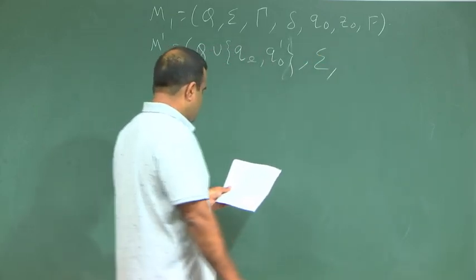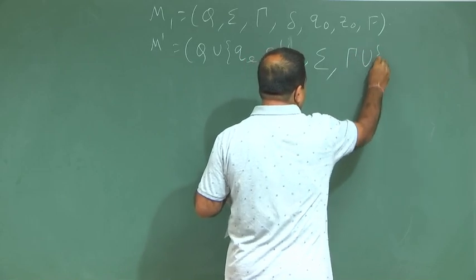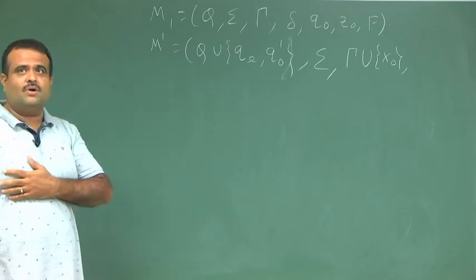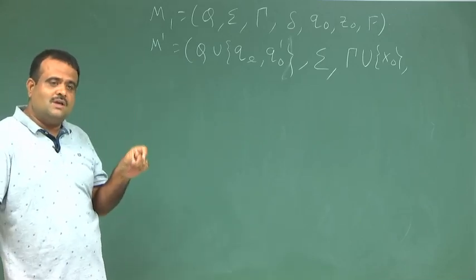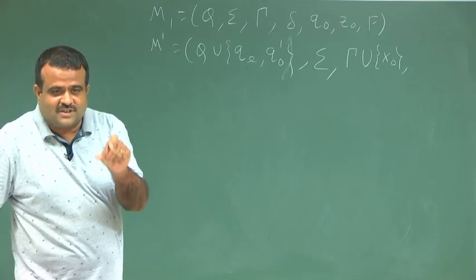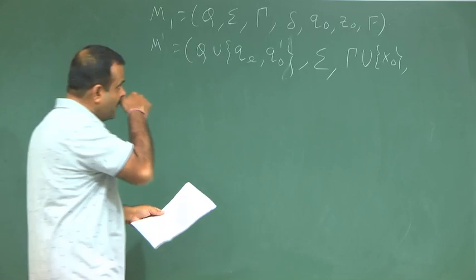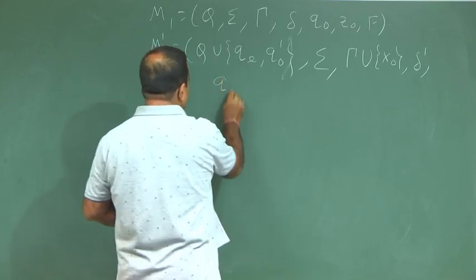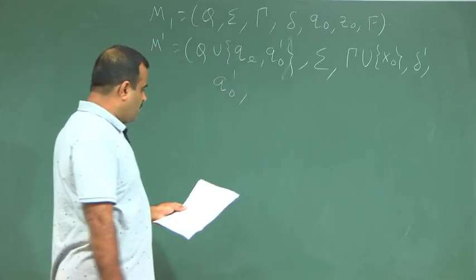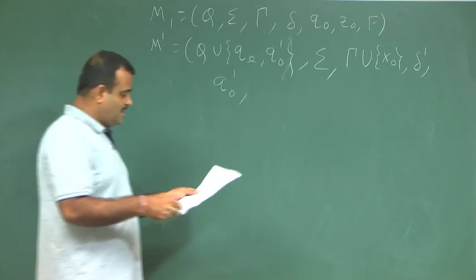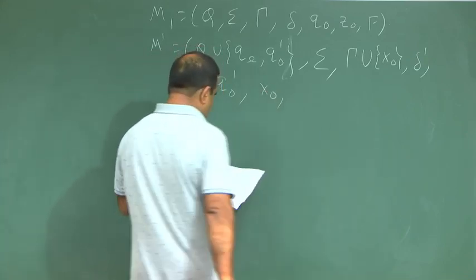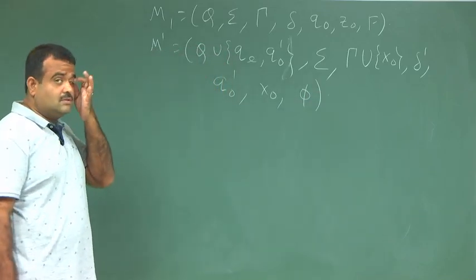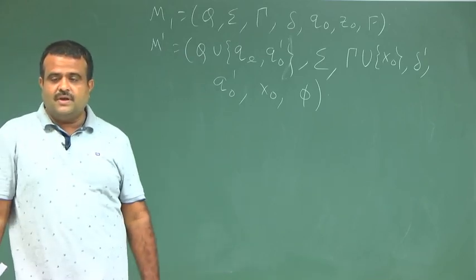Sigma is the same, and for the stack symbols we take the help of our new stack symbol X0, which we are going to use as the starting stack symbol for this new automaton. Delta prime we have to define, and q0 prime is the starting state for this new automaton, with X0 and this is the empty stack. So, we do not really care about the final states, because we are accepting by means of empty stack.